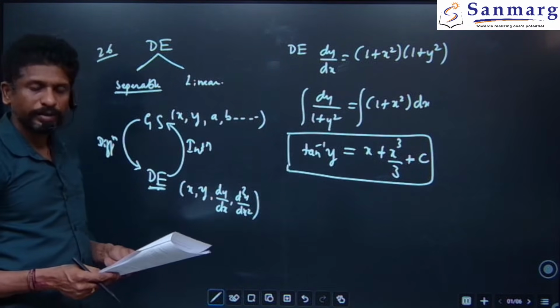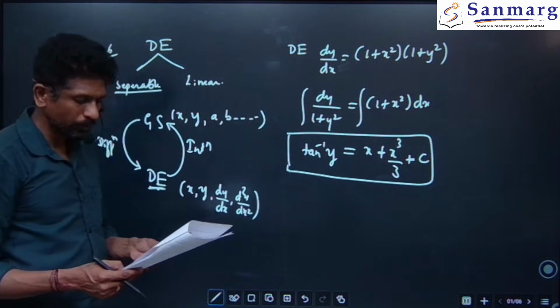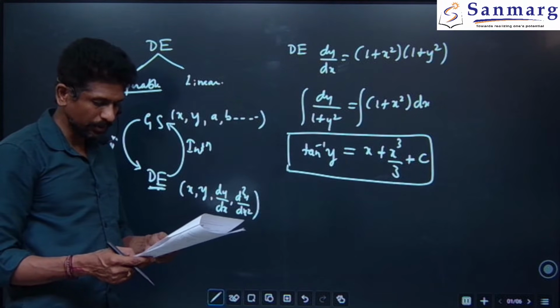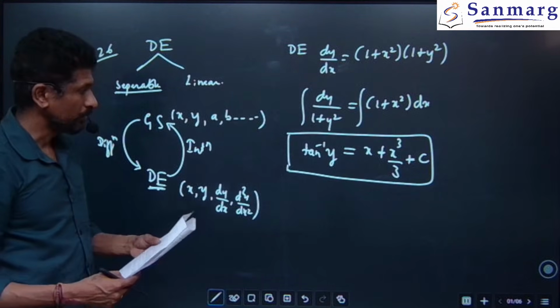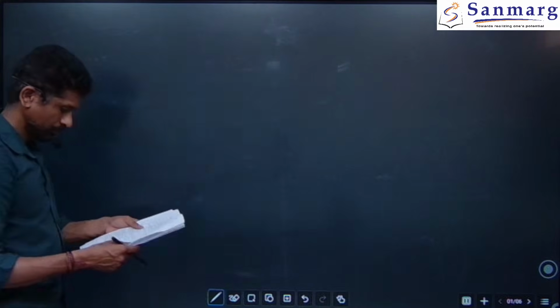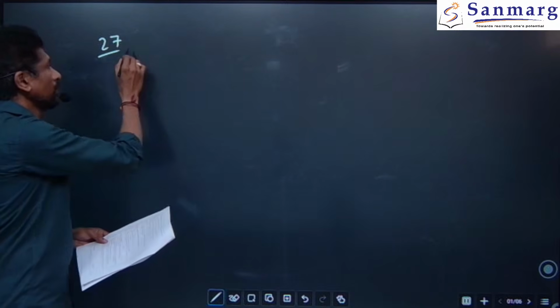So totally 6 questions are solved here, and the next 3 will be in the vector concept, the next 3 in the three-dimensional chapter, and the last one will be in probability. So now I will go with the next question, that is the 27th question.